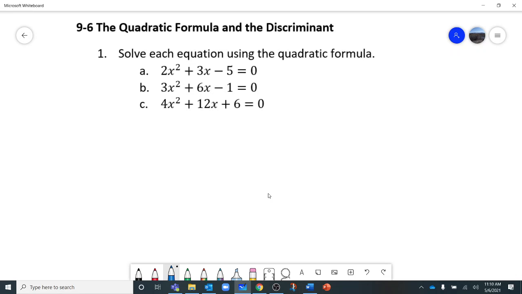All right, the quadratic formula and the discriminant. Solve each equation using the quadratic formula. Well, we should probably write down the quadratic formula. So negative b plus or minus the square root of b squared minus 4ac, and all divided by 2a.